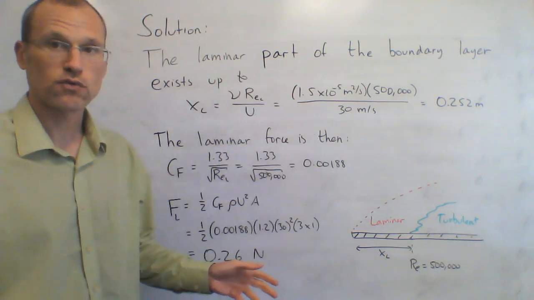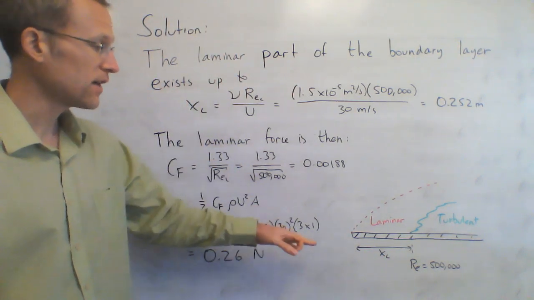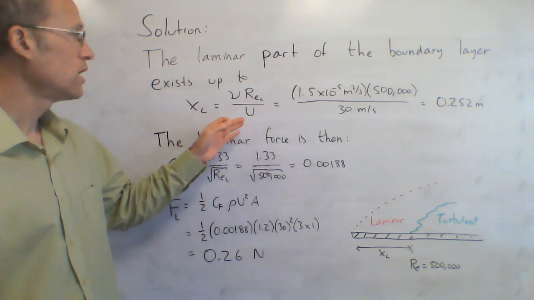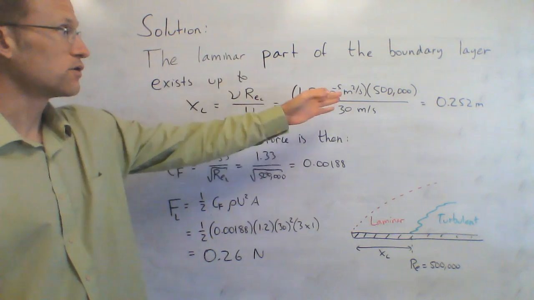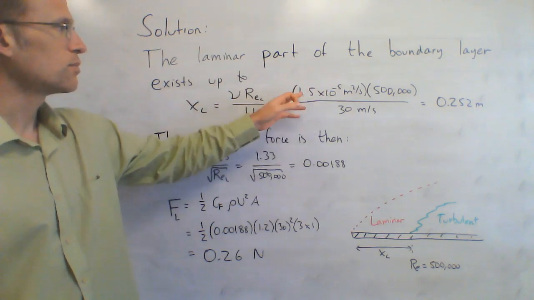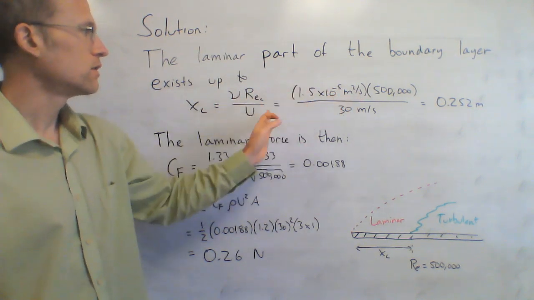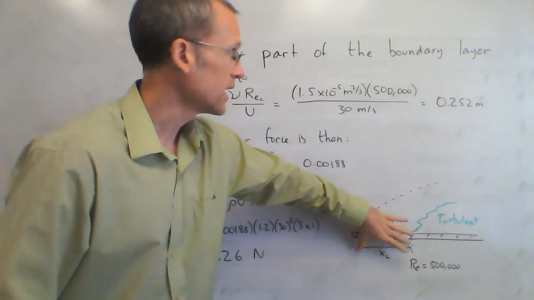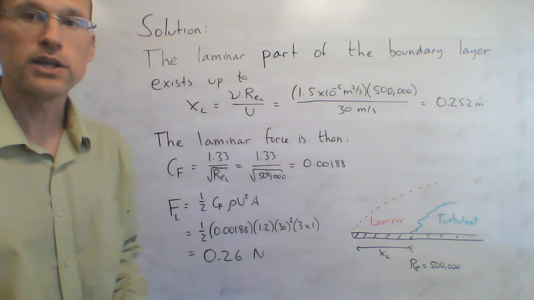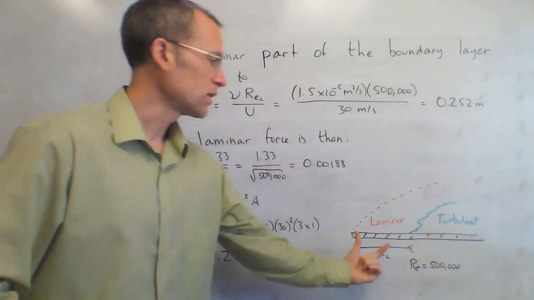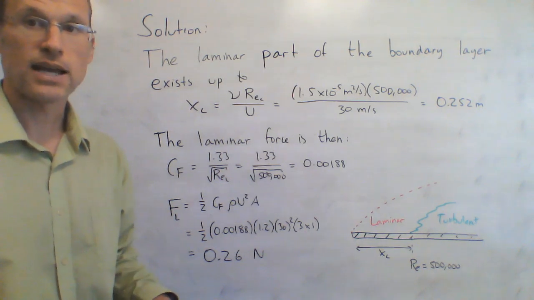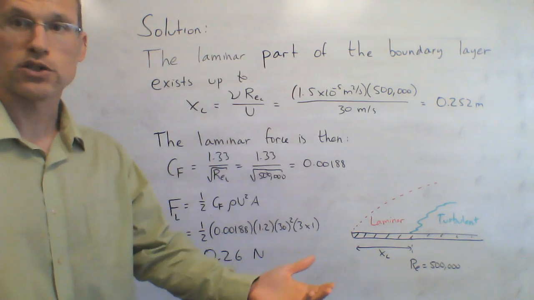So rearranging the equation for Reynolds number, I can find my value of XC to be mu times the Reynolds number divided by my velocity. I know my Reynolds number is this 500,000. So my kinematic viscosity from before times 500,000 divided by my velocity of 30 meters per second gives me this length to be 0.252 meters. So basically the first 25 centimeters of my 3 meter long plate has a laminar boundary layer. The rest of it is turbulent.